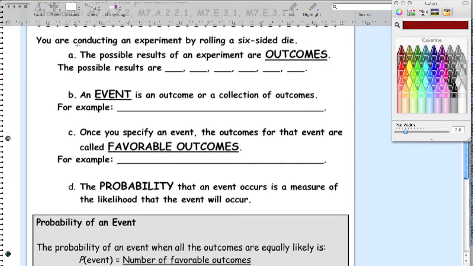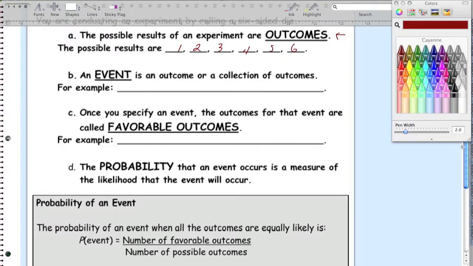probability definitions entail. So let's say you're conducting an experiment by rolling a six-sided die, and assuming it's a regular die, it's not weighted towards one side or anything. A regular normal die, 1, 2, 3, 4, 5, 6. The possible results of an experiment are known as the outcomes. These are all the possible things that you can get. So like I just said here, the possible results are 1, 2, 3, 4, 5, and 6. Those are the things that we can get.